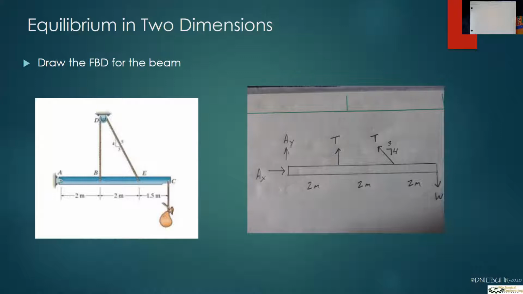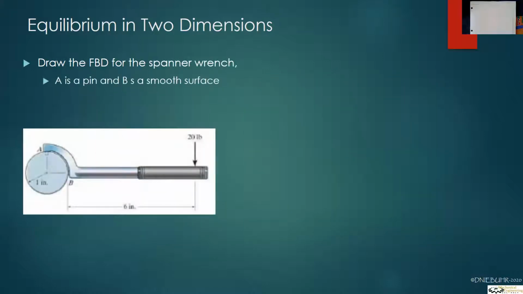Now, had that beam been pushed into the wall or cantilevered into the wall, then we could have drawn a moment supporting it. But because it's pinned without those ropes, it would be free to rotate. Then we have the tension, and because it's the same rope, T is the same. And the only thing we want to indicate on the T to the right is that it's at a 3, 4, 5 triangle. And then lastly, we have the weight at the end.